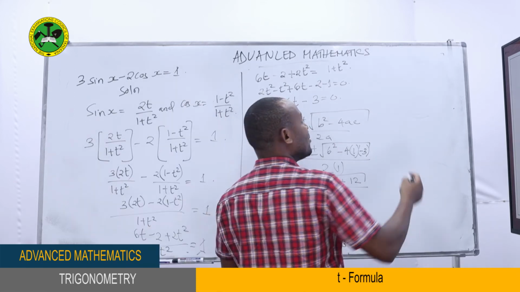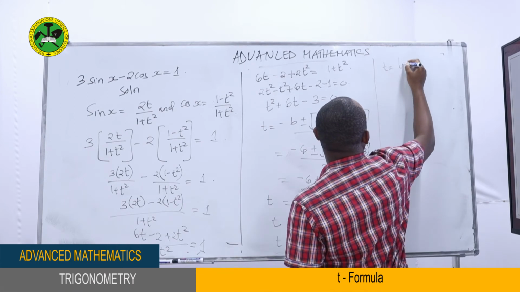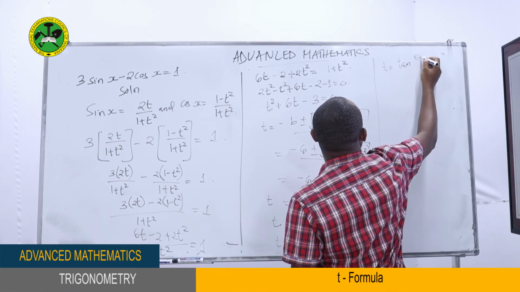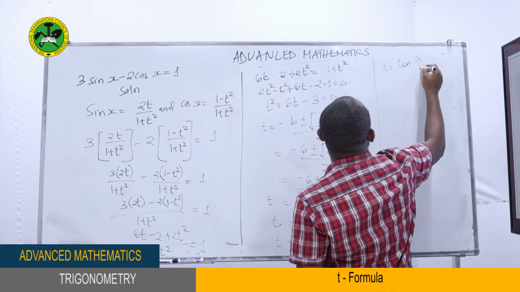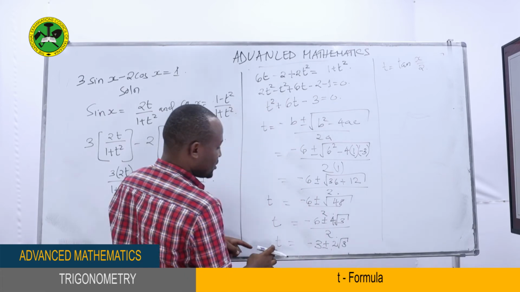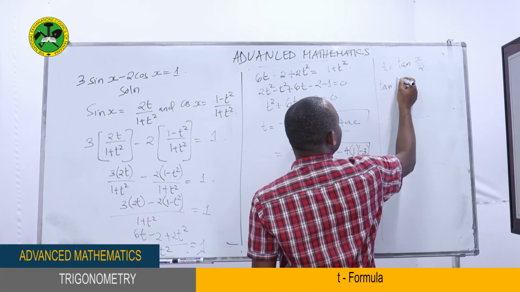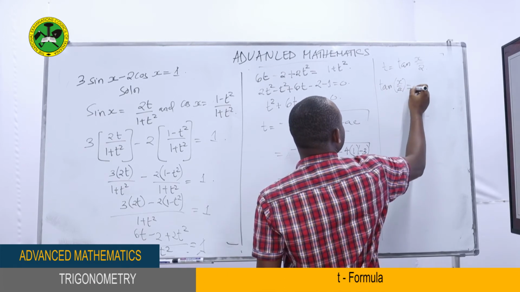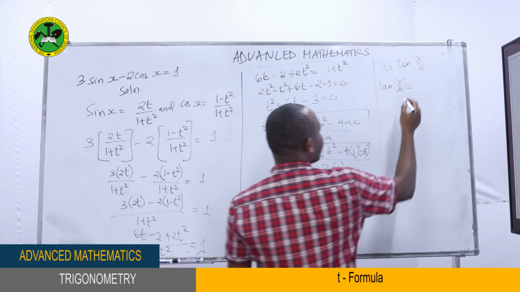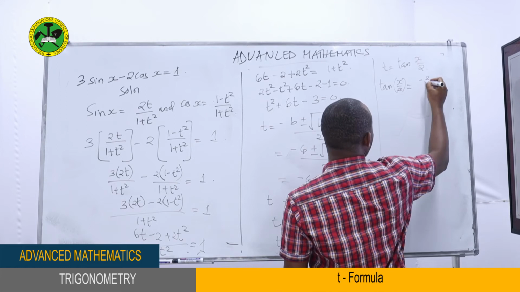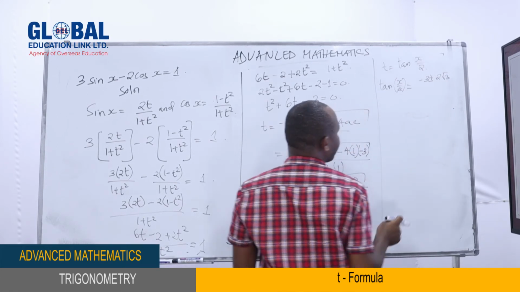And remember that t is equal to tan of, in our case, x over 2. Now putting that in that position, we are going to have tan of x over 2 equals to what? Equals to that thing there, negative 3 plus or minus 2 square root of 3.